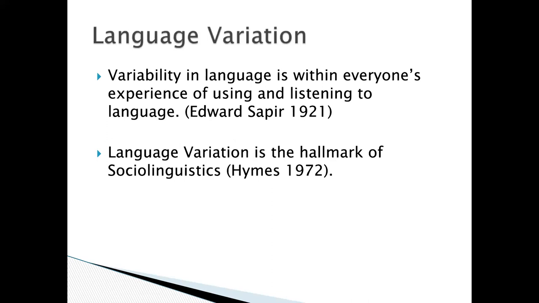All right, so I already said that language variation is a hallmark of sociolinguistics. Variability in language is within everyone's experience of using and listening to language, right? So even going back to our discussion about how to effectively maneuver in the communication space within the various domains, going downtown versus uptown, versus the country, etc., and having knowledge of those varieties and linguistic norms. Based on our communicative competence, we are able to move from domain to domain using different varieties based on what the domain requires, all right?